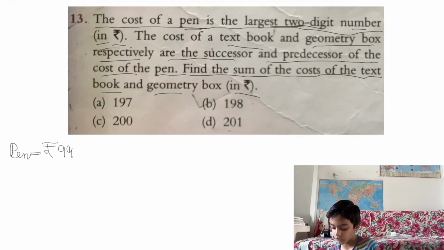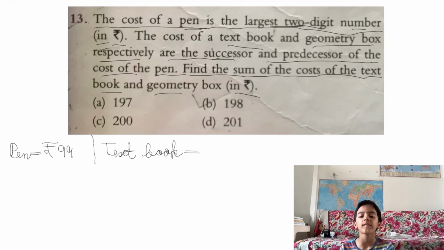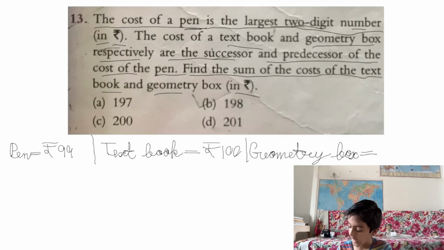Now they are saying the cost of the textbook is the successor of the cost of the pen. So the successor of 99 is 99 plus 1, and 99 plus 1 is equal to 100. So the cost of the textbook is 100 rupees. Now we'll find out the cost of the geometry box. Here the cost of the geometry box is the predecessor of the cost of the pen. So the predecessor of 99 is 99 minus 1, and 99 minus 1 is equal to 98. So the cost of the geometry box is 98 rupees.